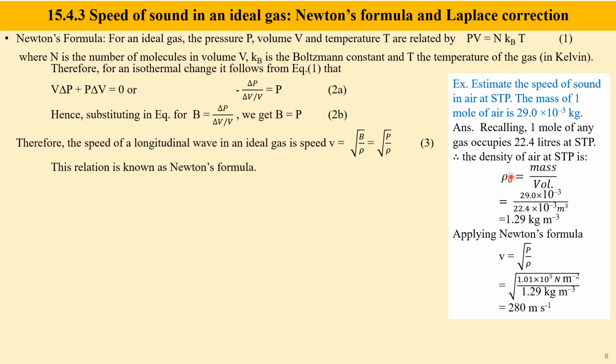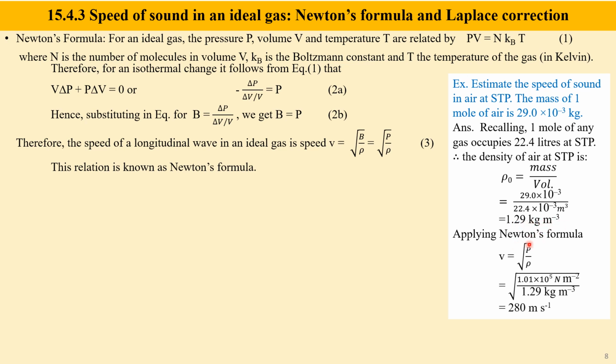given by the formula rho naught is equal to mass over volume. The mass is given as 29.0 × 10^-3 kg and the volume by definition is 22.4 × 10^-3 meter cube. This becomes 1.29 kg per meter cube.